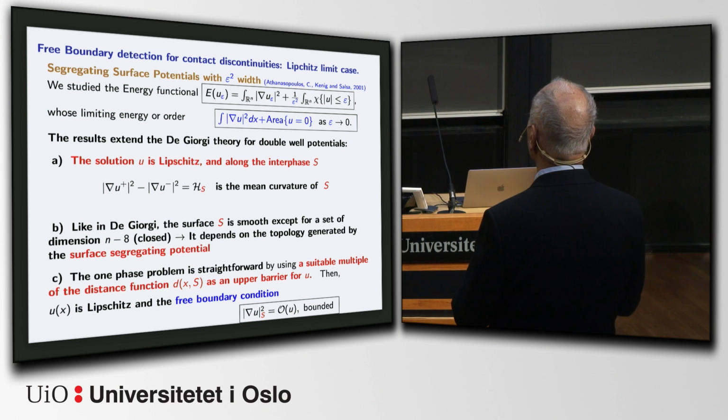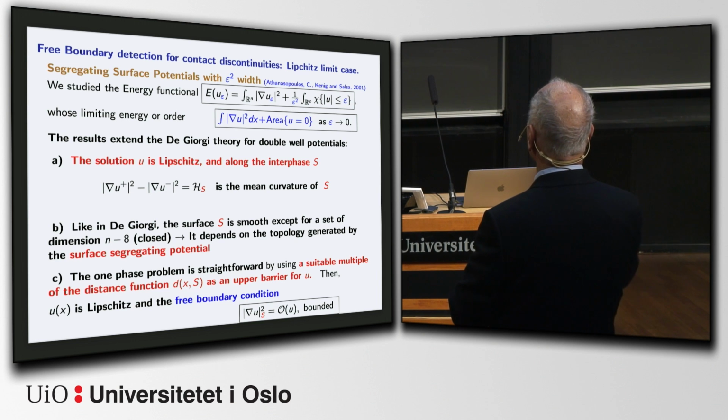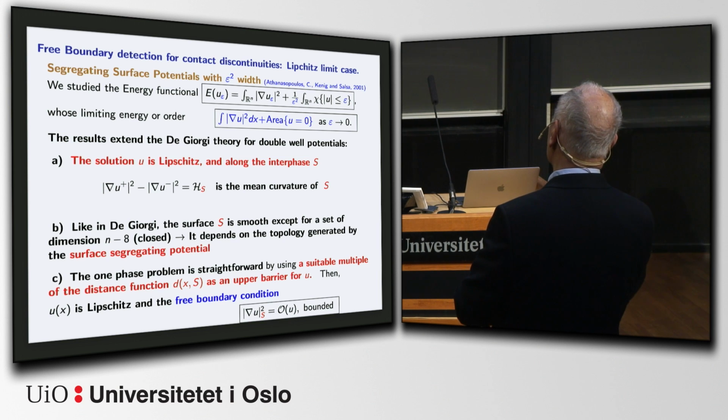And in that case, what you have is that the energy is the integral over Rn of the gradient of u epsilon squared plus the characteristic of the set where the absolute value of u was less than epsilon, right? Remember, there was this curve in the example before, right? So this is the standard energy that happens below the curve or on the sides, and then there is this line, let's say, or curve where there is this jump, but not discontinuity.